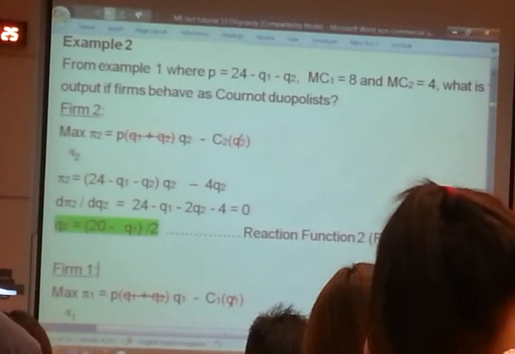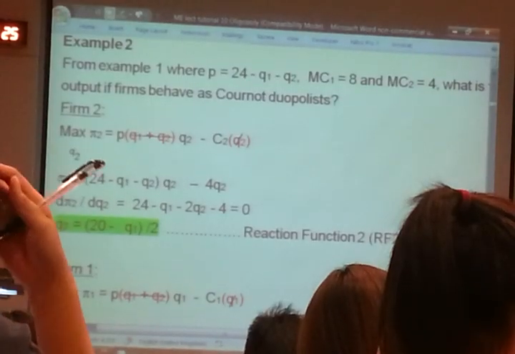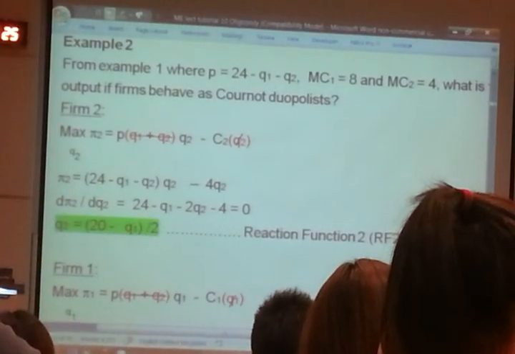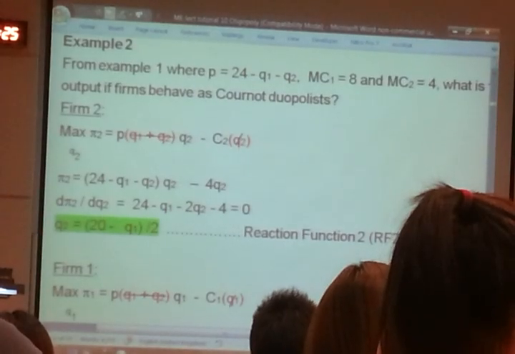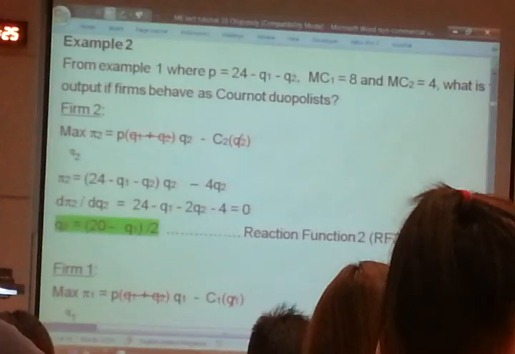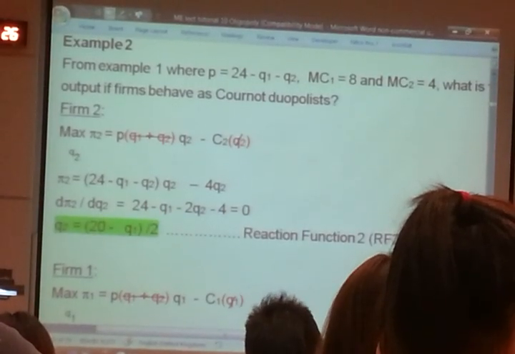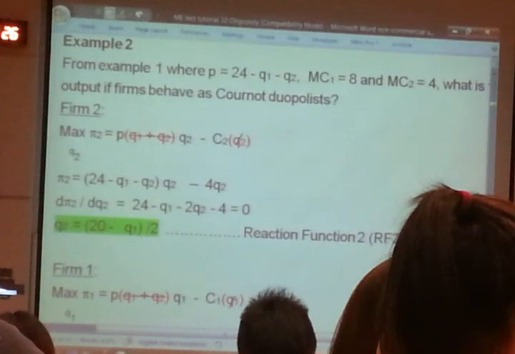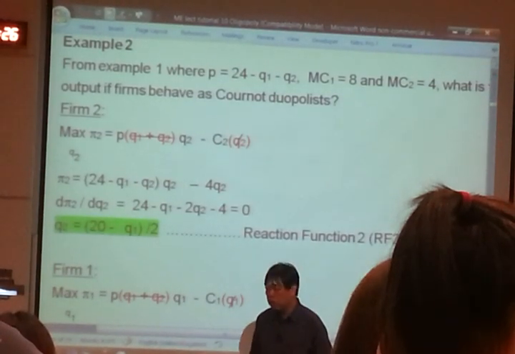If firm 1 produces 6, firm 2 will produce 7. If firm 1 produces 8, firm 2 will produce 6. That's how firm 2 reacts to maximize profit. Anyway, the numbers are not important. The concept is basically that this is the profit maximizing function, called the reaction function.